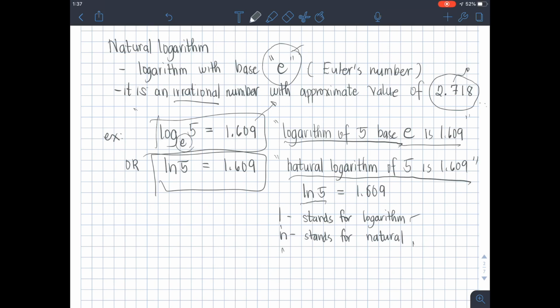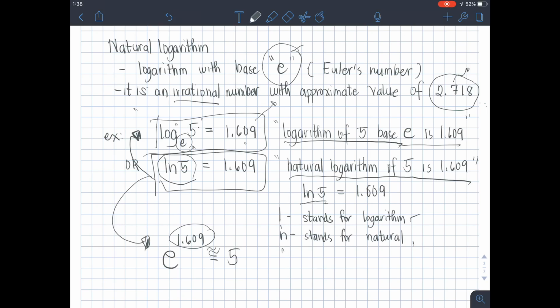So, pwede natin basahin din ito as ln of 5 is equal to 1.609, which is pwede nating i-convert using the normal notation na logarithm na ganito. Logarithm of 5 base e is 1.609. So, laging kapag may ln, automatic natural logarithm yon at ang base natin ay e. Kung i-convert natin ito into exponential form, we have the base of e and then the exponent 1.609 is equal to 5. Approximate yan, hindi yan eksakto kasi meron tayong round off na ginawa dito sa value natin na 1.609.